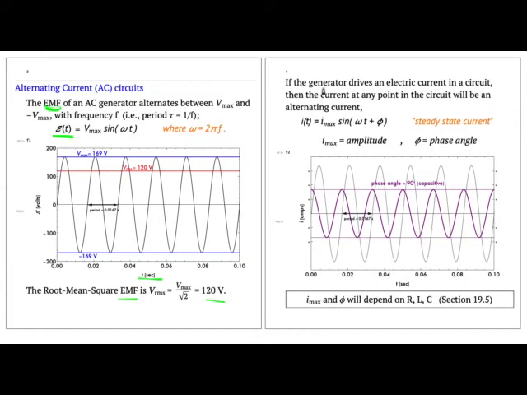Now, if this generator drives an electric current in a circuit, then the current at any point in the circuit will be an alternating current.